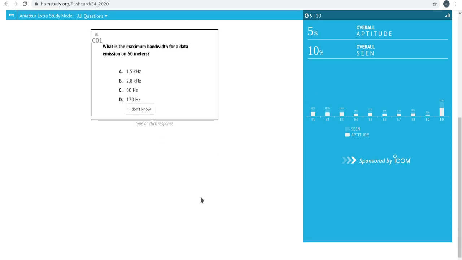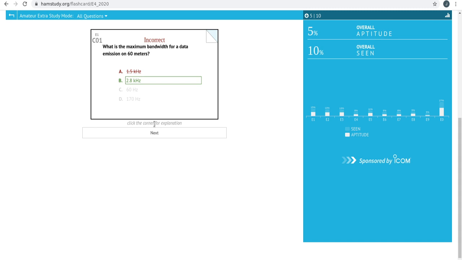You want to take this one? What is the maximum bandwidth of data emissions on 60 meters? 1.5 kilohertz, 2.8 kilohertz, 60 kilohertz, 170 kilohertz. I'm going to go kind of conservative. I'm thinking it's A, 1.5 kilohertz. B.